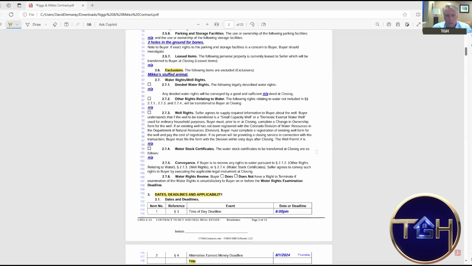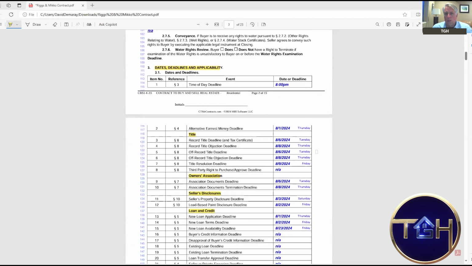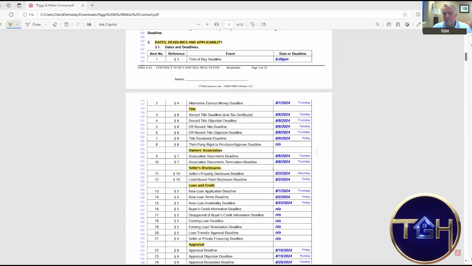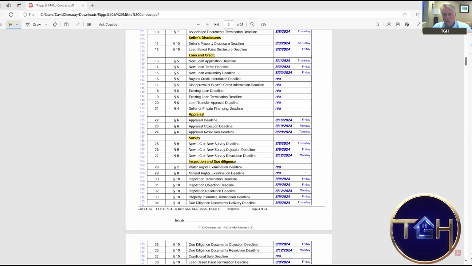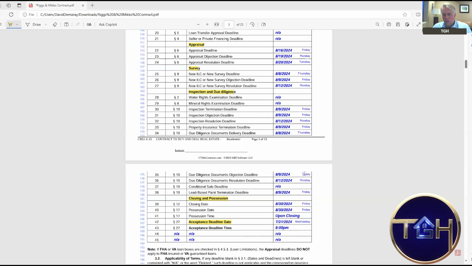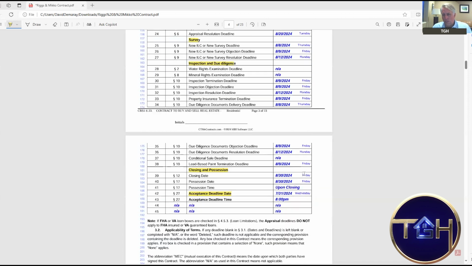Again, we've got our inclusions, we've got our exclusions. Once we get through that, we've got dates and deadlines. Generally speaking, this contract talks in terms of sections. There's the title section, the HOA (Homeowners Association) section, property disclosures section, loan section, appraisal section, survey, inspection, and then closing. So those are the different sections.